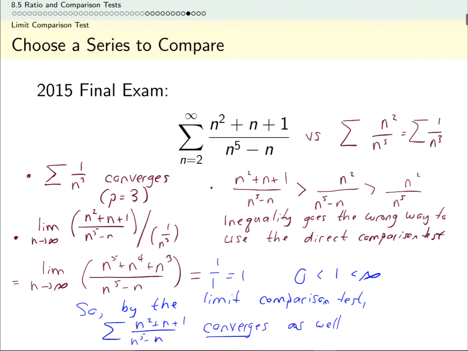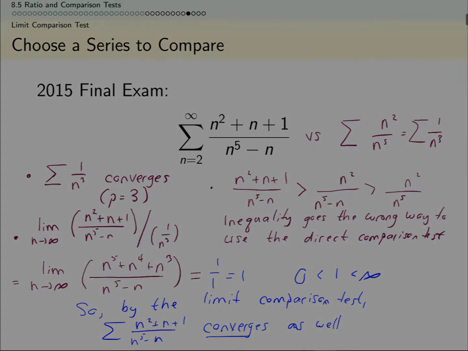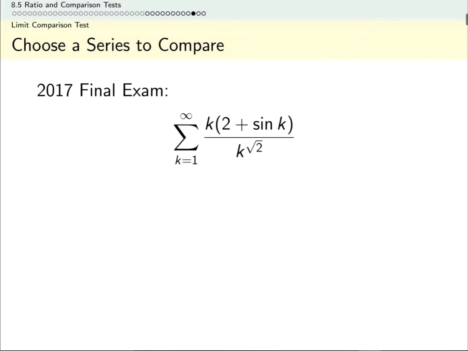Now, something not to forget when you're doing these is it's not enough to come up with a comparison, because maybe your comparison is not good. Maybe you compare it to a series that does something different. You have to prove your comparison is good, either by showing that the inequality goes in the right way, in this case it doesn't, or that your limit from the limit comparison test is a positive finite number. We want to know whether this series converges or diverges. Take a second, pause the video, see if you can give a completely justified answer to that question.